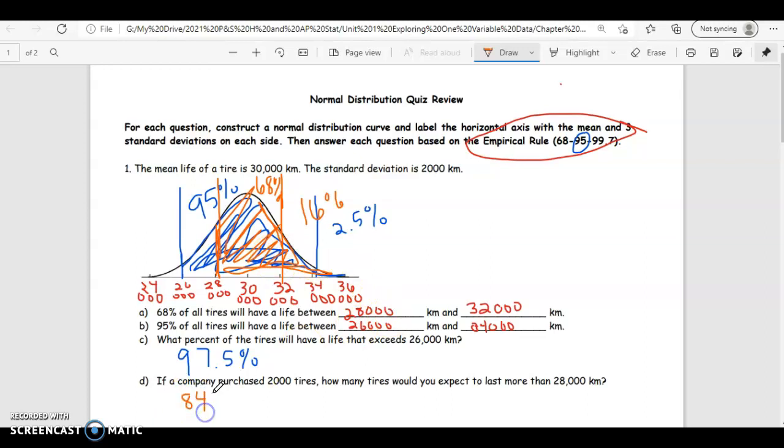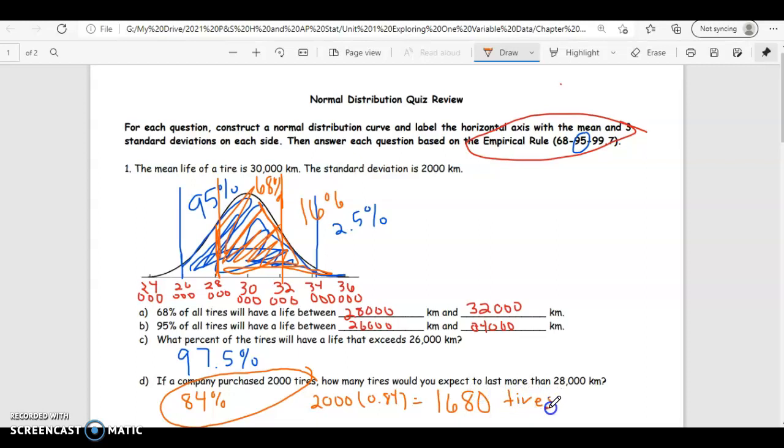But that doesn't answer the question. So now I need to find not 84, but I want 84% of 2,000 tires. So to do that, I take those 2,000 tires and I multiply it by not 84, but 0.84, just like you'd calculate a tip at a restaurant. And let me see what that gives me. I get 1,680. So 1,680 tires about would last more than 28,000 kilometers.